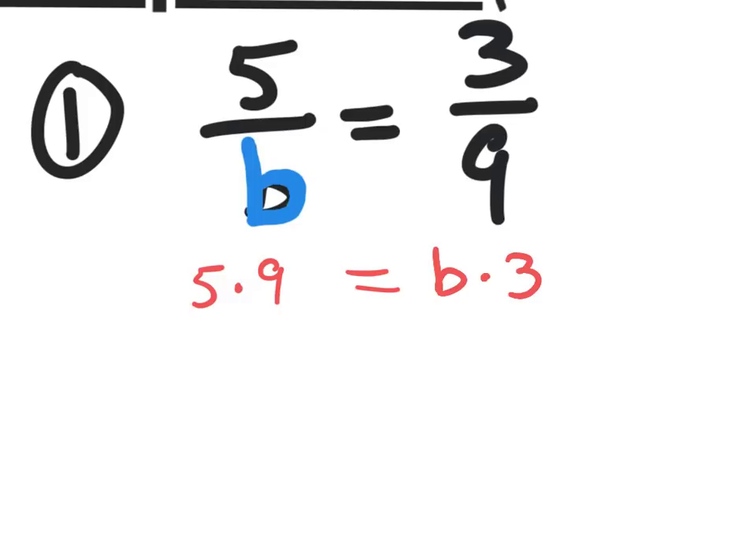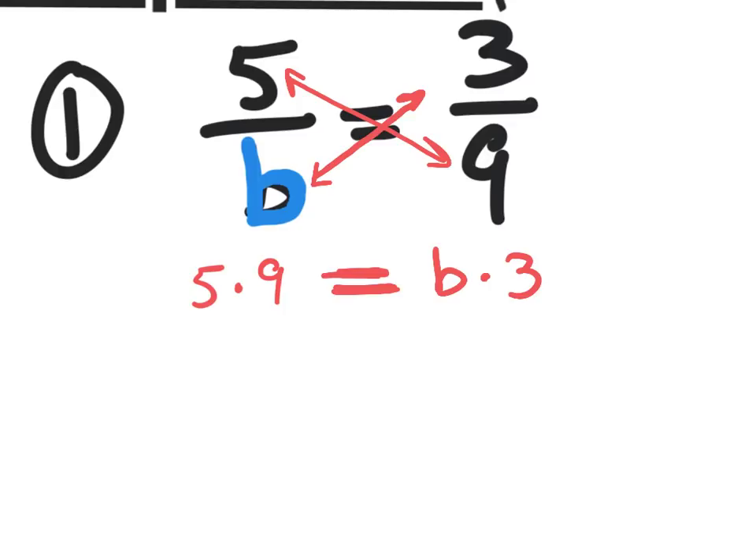This is what we call cross multiplying. You take the numerator of one and multiply it by the denominator of the other. And then you have to set the equal sign. You have to put the equal sign. And then you take the denominator of one and multiply it by the numerator of the other. That's what we call cross multiplying. And it doesn't matter which direction you're going. That's the general setup.